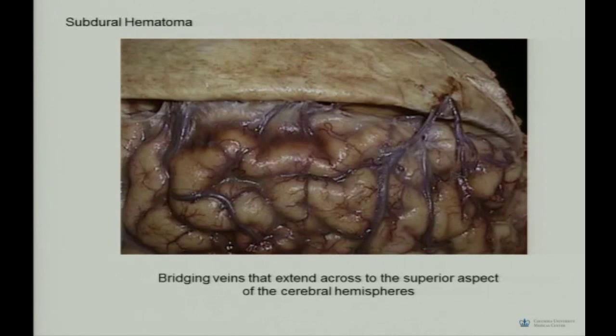And there are two patient populations that are especially vulnerable to this kind of tearing of the bridging veins, and that's the elderly, especially with any degree of brain atrophy, because that creates even more potential acceleration or deceleration, and very young children, because their bridging veins are more delicate.